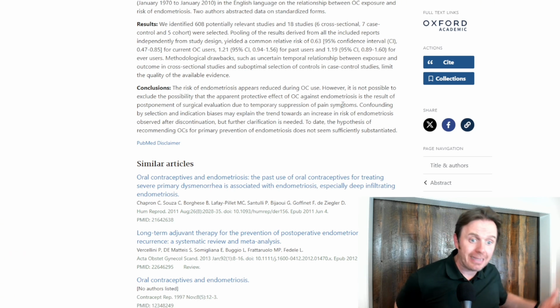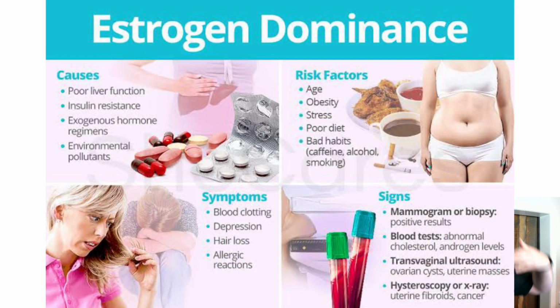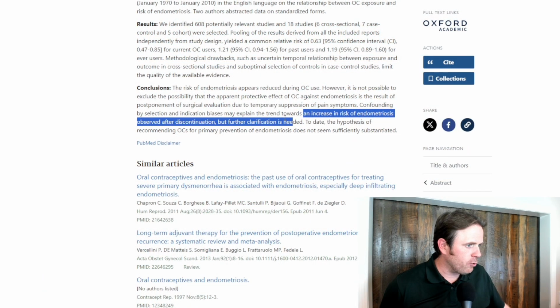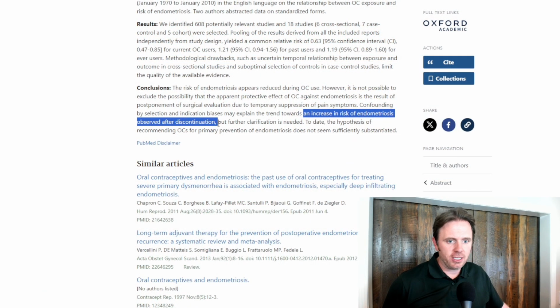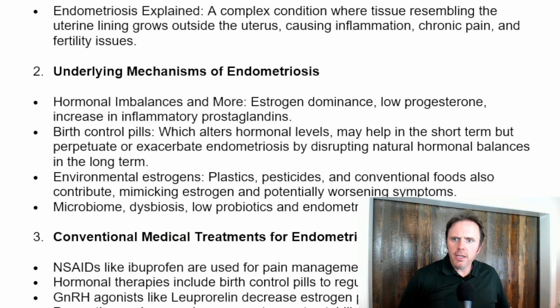You may just be delaying it, and you're further adding fuel to the fire because the endometriosis risk factor of estrogen dominance is still there in the background. That's why it says here there's this increased risk towards endometriosis observed after discontinuation. So keep that in the back of your mind when we look at the various risk factors that are happening here. Okay, so in general, those are big ones.